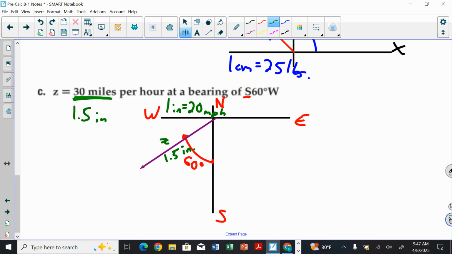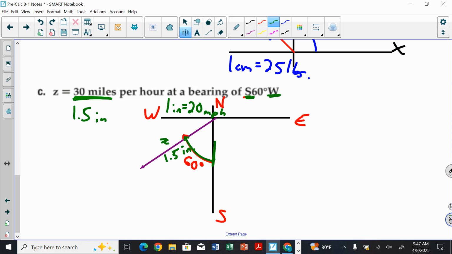Okay, I've got my scale, I've got my graphs labeled, I've got my vector, I've got my angles. And that, again, remember, is 60 degrees west of the south line. So I started at the south line here, and I went 60 degrees to the west. All right.